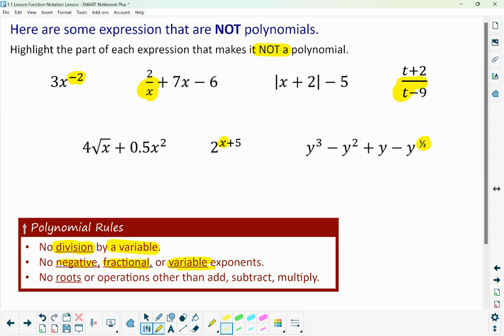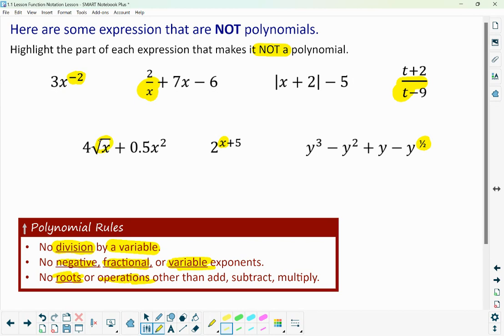So we can't have division by a variable. We can't have a negative, a fraction, or a variable exponent. For polynomials, the exponents have to be positive whole numbers. And then our last requirement is that we can't have roots or other operations. Only addition, subtraction, and multiplication are allowed.